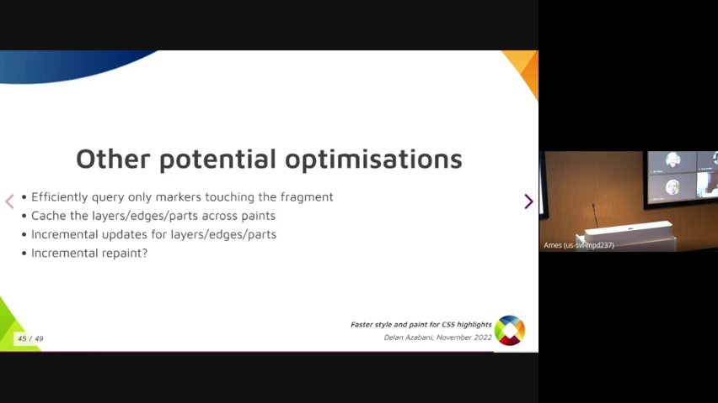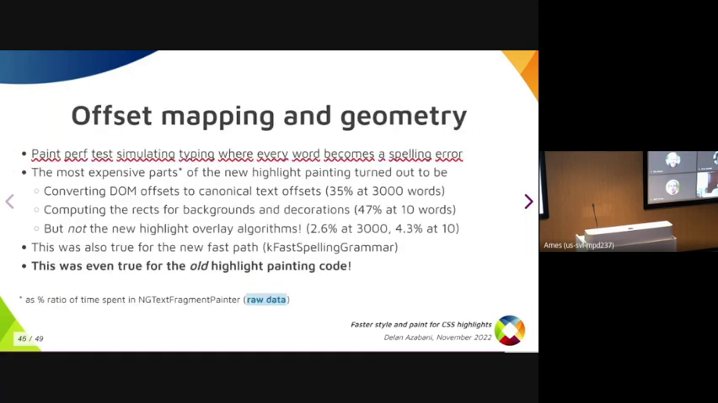And while those are all good ideas, it turns out that these new algorithms just don't matter that much in the grand scheme of things. We made a paint perf test simulating a user typing where each word of their input became a spelling error. This was an actual regression that we had to fix earlier this year, and it can happen pretty easily if a user pastes or types in an input field set to the wrong spell checker language.